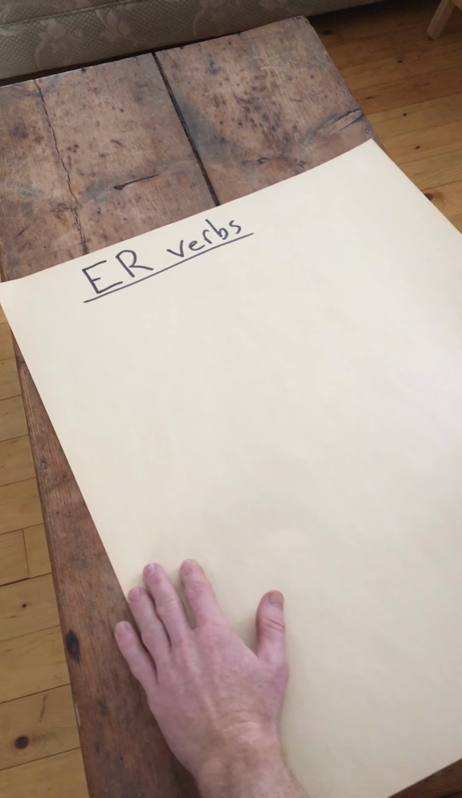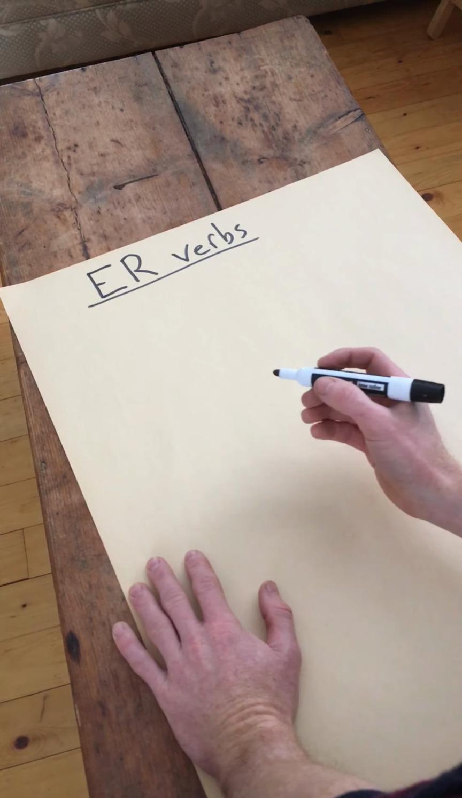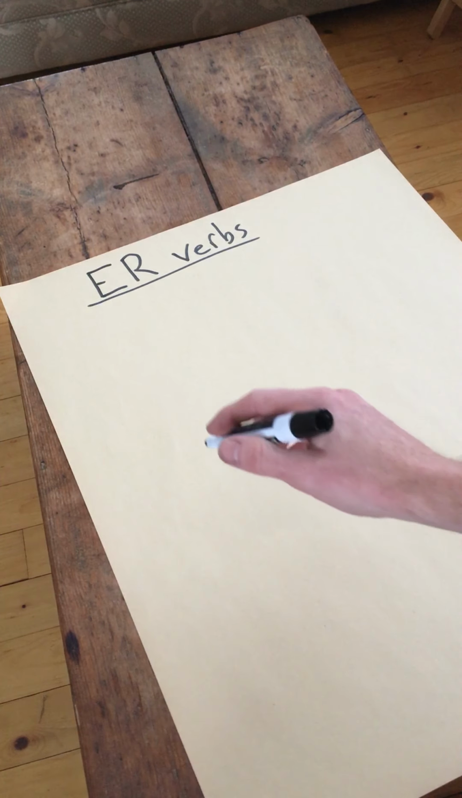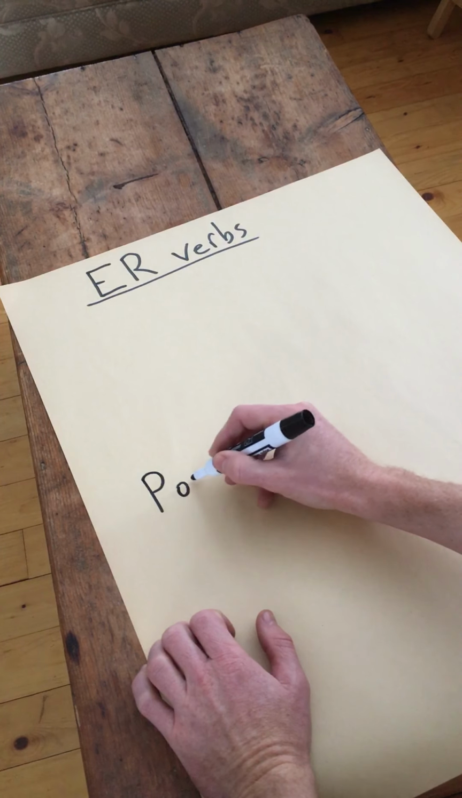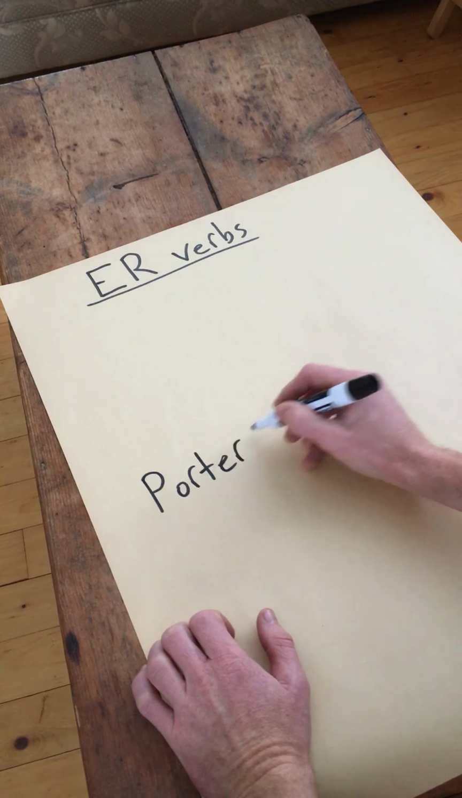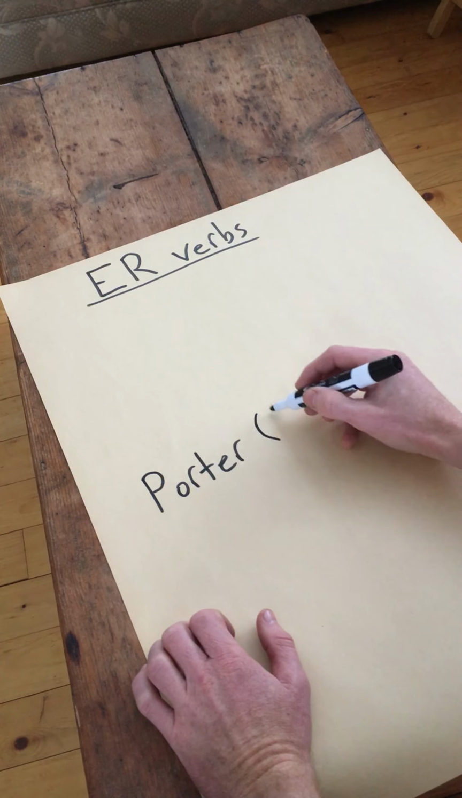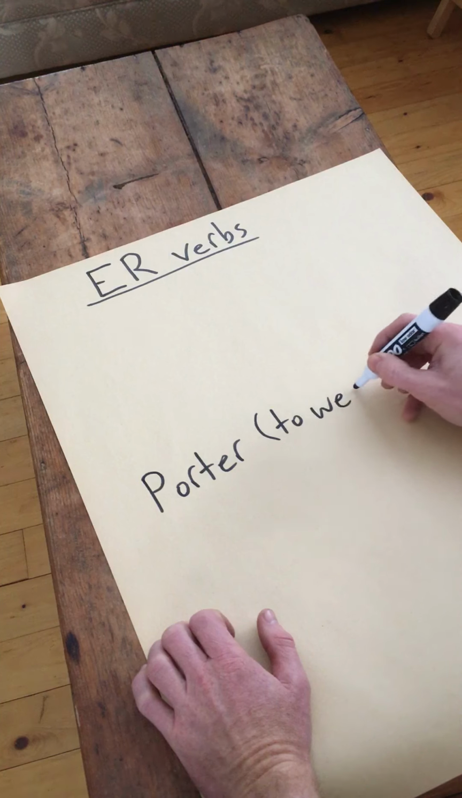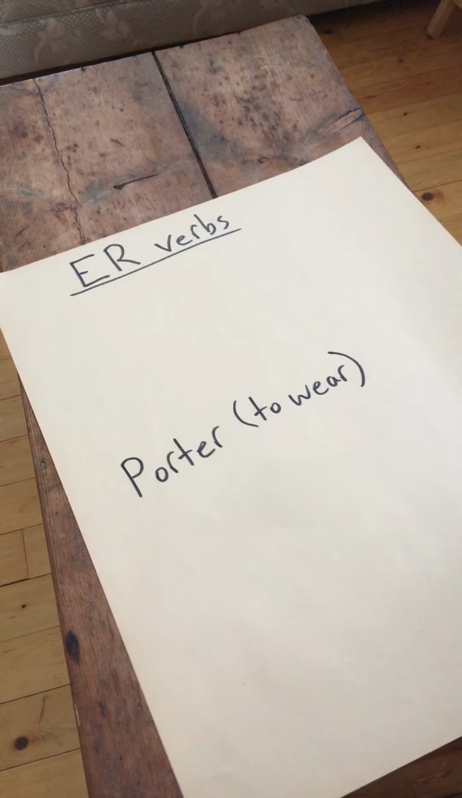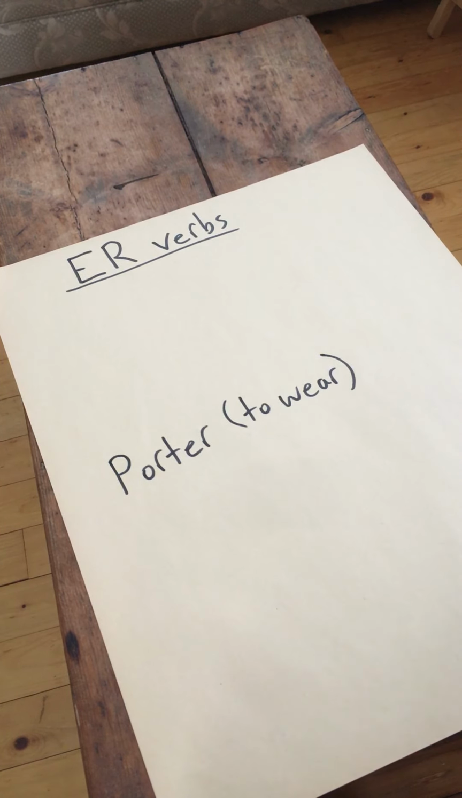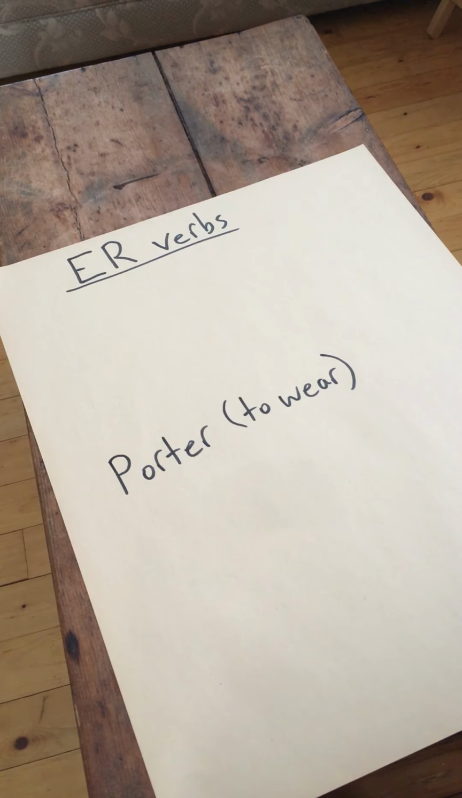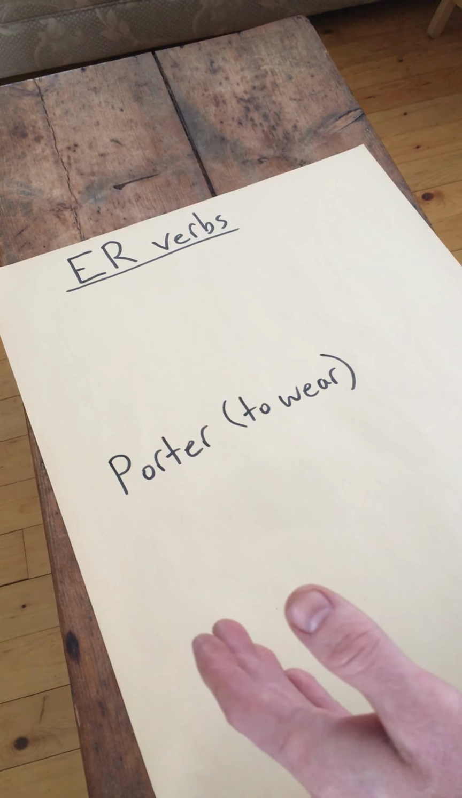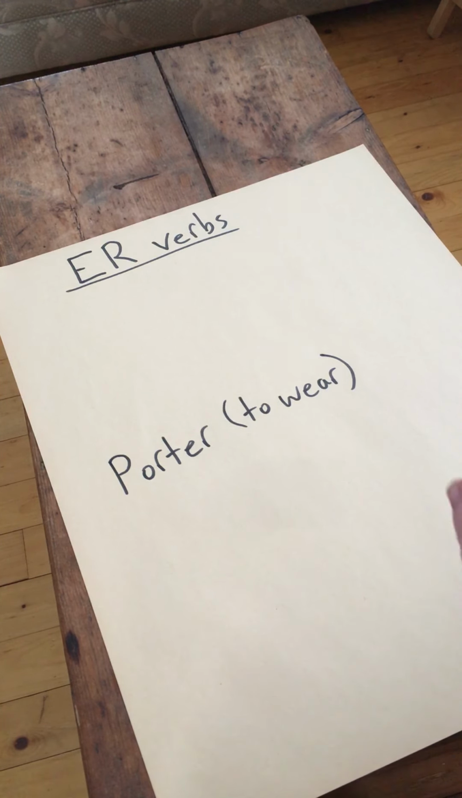So ER verbs. An ER verb is a verb that ends in ER. So we're going to take the verb porter. Yeah, porter. That's the verb to wear. It ends in ER, which makes it an ER verb. So to wear. Whenever we're going to conjugate this verb, we need to remove something and then add something. So we're going to remove the ending, the ER, and then we're going to add a new ending.